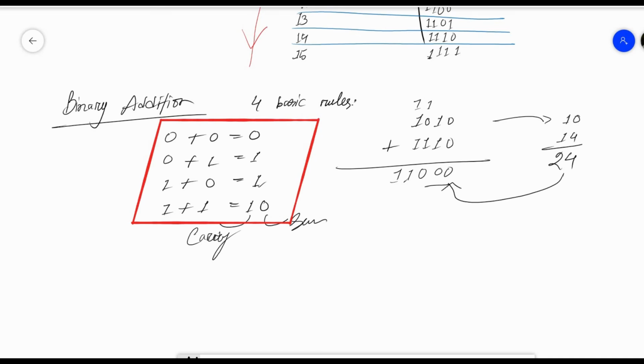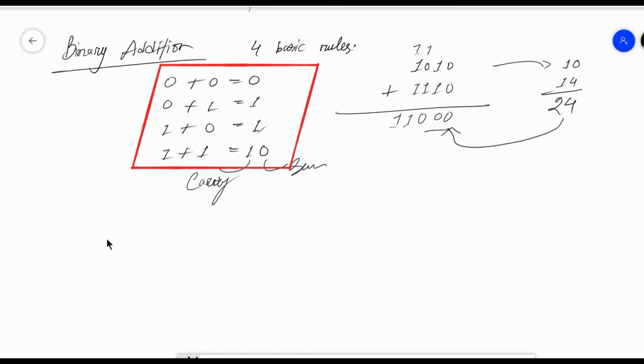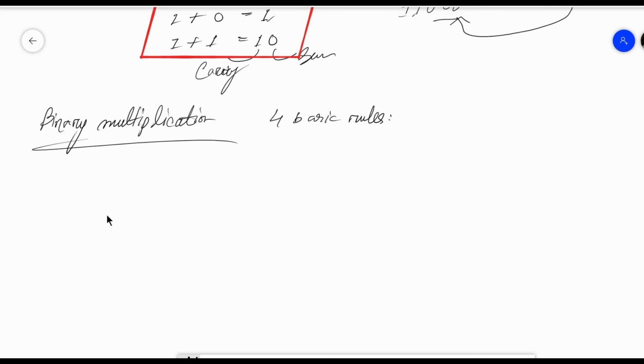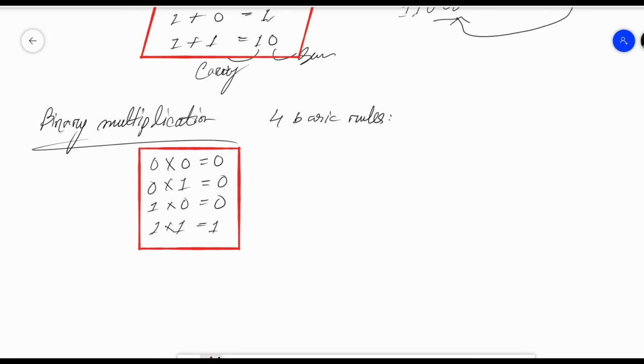So now we'll see binary multiplication. For binary multiplication, we again have 4 basic rules, and they are: 0 into 0, we have 0. 0 into 1, we get 0 again. 1 into 0, again that's a 0, and 1 into 1, that's 1. So these are the 4 rules that are to be kept in mind for performing binary multiplication.